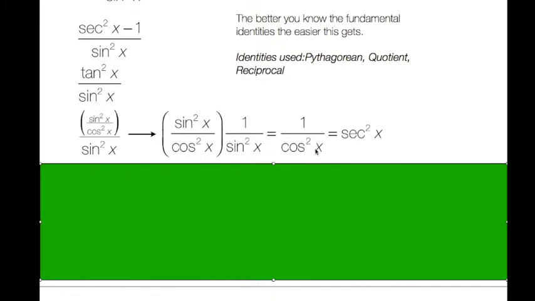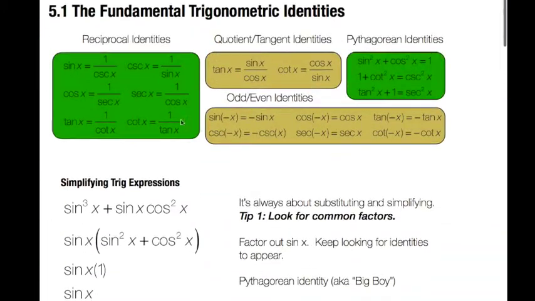Now remember, we told you that we wanted to get it in one trig function. We'd also like to get rid of all fractions if that's possible. And so 1 over cosine squared is definitely one of my reciprocal functions. 1 over cosine here is equal to secant of x.